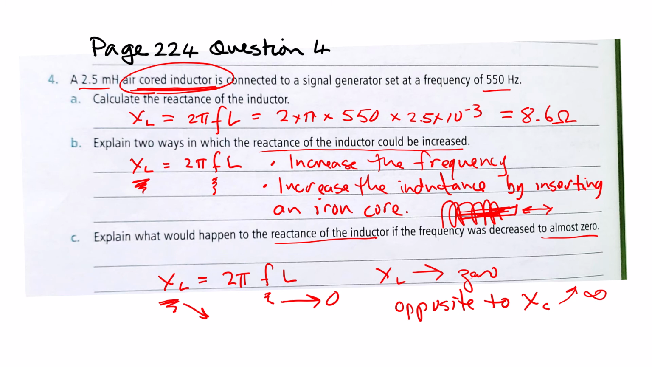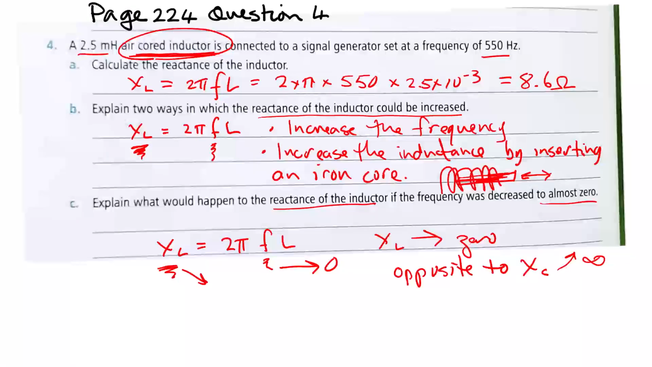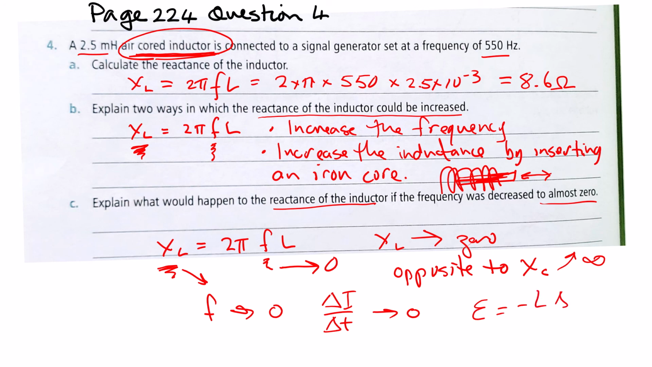And that would make sense when we think of it in terms of physics principles. As the frequency tends towards zero, the rate of change of current would tend towards zero. And from our equation of the induced EMF equals negative L delta I over delta T, as the rate of change of current drops towards zero, the induced EMF drops towards zero as well, which suggests that the impedance is dropping to zero. There we are.